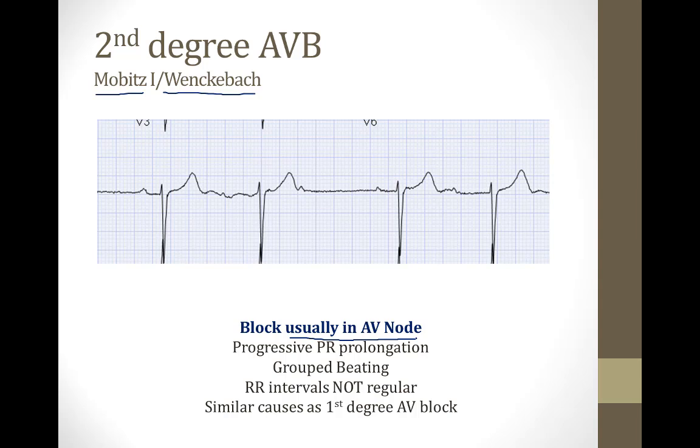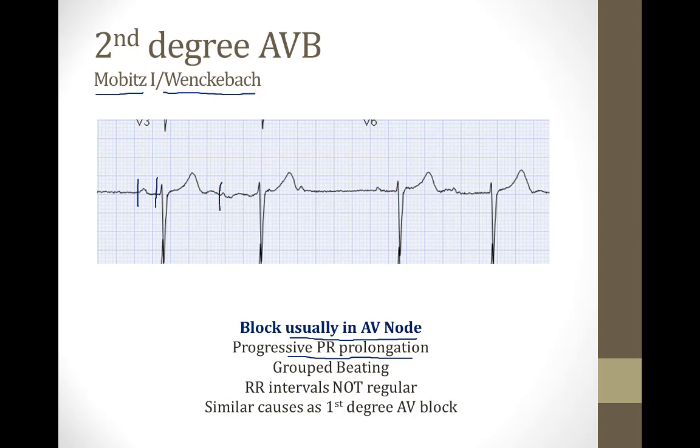You can think of Wenckebach as a first degree AV block that gets worse with each heartbeat until such time as there is a non-conducted P wave. The hallmark of Wenckebach is progressive PR prolongation followed by a drop beat. Let's take a look at this tracing on the screen. We have a P wave followed by a slightly prolonged PR interval.